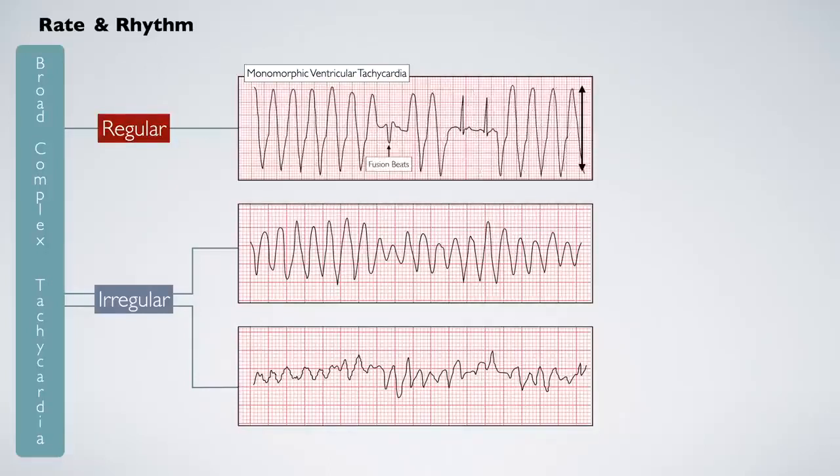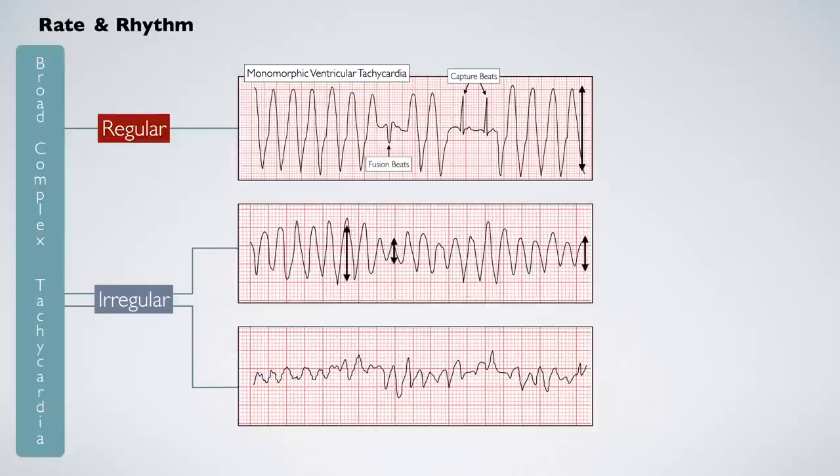Look for fusion beats. These occur when supraventricular and ventricular impulses collide to produce a hybrid complex. Also, look for capture beats. These occur when occasional atrial impulses manage to reach the ventricles when it is not refractory, leading to a capture of sinus rhythm.